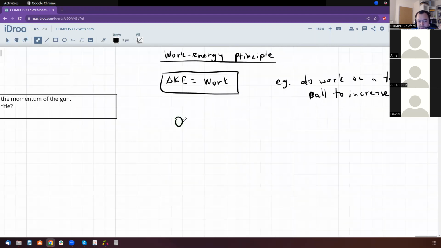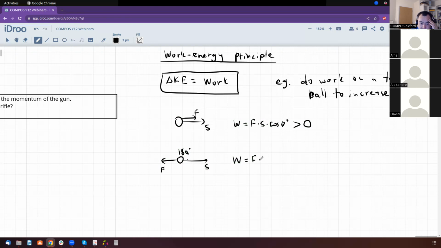Just so, if the ball is moving this way a distance s, and the force is F, the work is force times distance times cosine 0 degrees, right? So that's going to be a positive value. And if the ball is moving this way, but the force is the opposite way, so the angle between them is 180 degrees, work is force times distance times cosine 180. And cosine 180 is -1, so that's going to be negative.